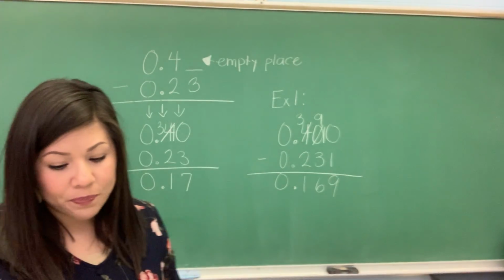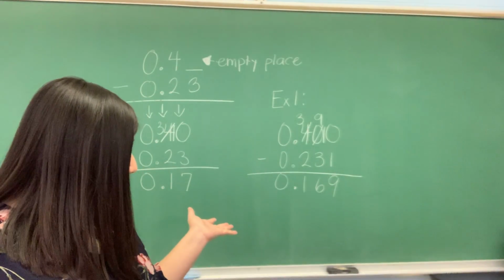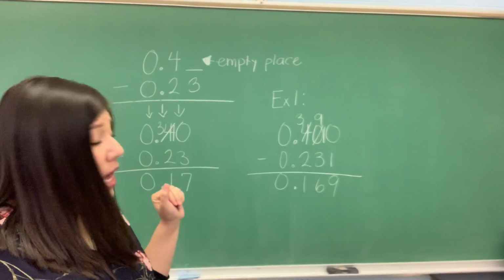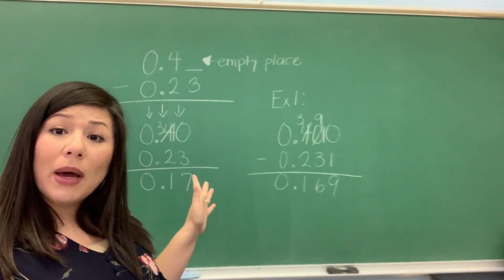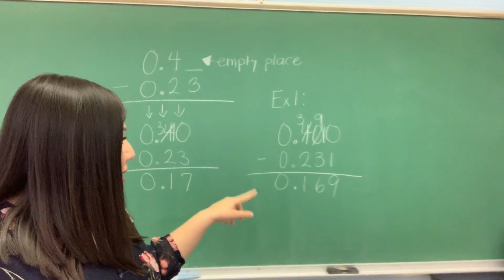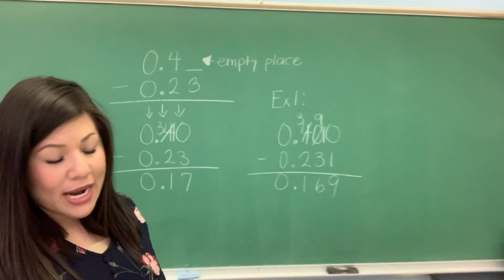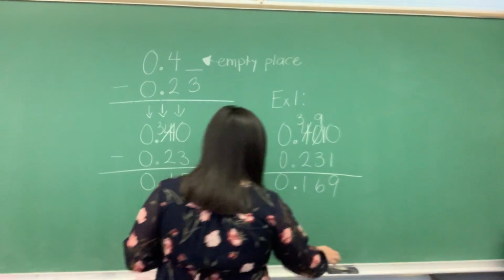So how can I check the answer here? If I wanted to see if 0.169 is correct, how can I check my answer? I could work my way backwards. Alrighty, I can add 0.169 plus 0.231. All right, example 2. I'm going to erase this here.